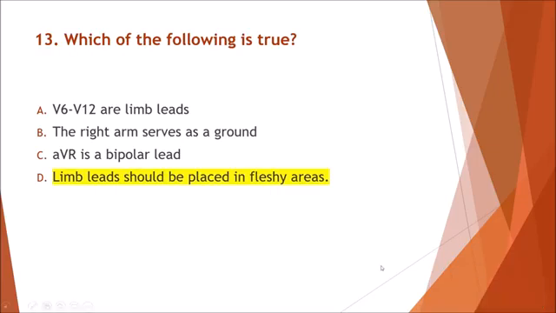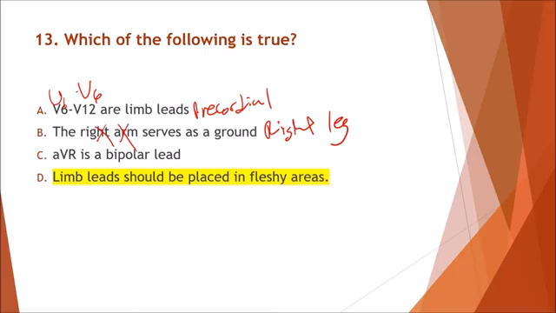The answer for this one is limb leads should be placed in fleshy areas. All right, so let's talk about each one of these. This should actually be V1 through V6. Right? And these are not limb leads, these would be precordial leads, right? The right arm serves as a ground. No, it is not the right arm. It is the right leg. Remember, the right leg serves as a ground.